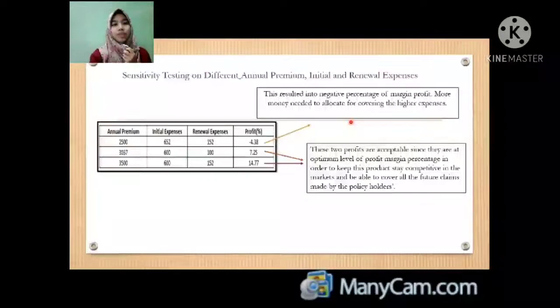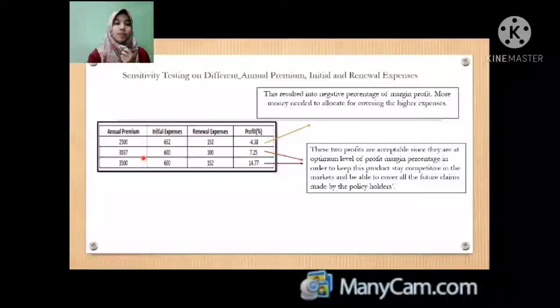Next, we do sensitivity testing on different annual premiums, initial and renewal expenses. Our original annual premium is RM3,037, initial expenses RM652, and renewal expenses RM152. So in the first row, we reduce our premium to 2,500 and keep the others constant. So we get our profit at negative 4.38%, which results in a negative profit margin percentage. More money is needed to cover the higher expenses here.